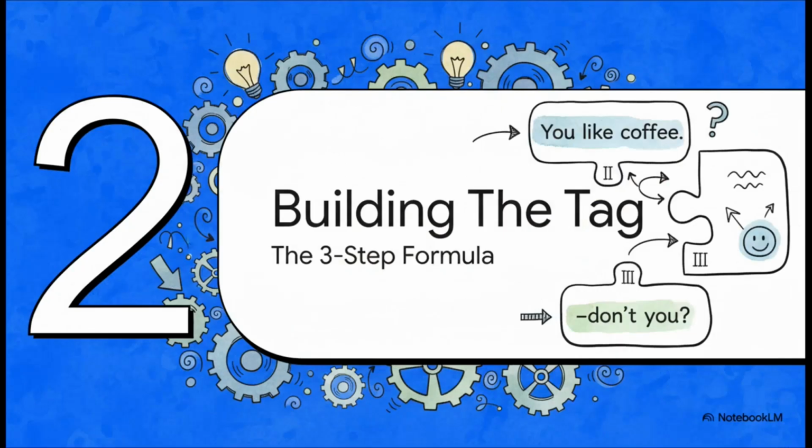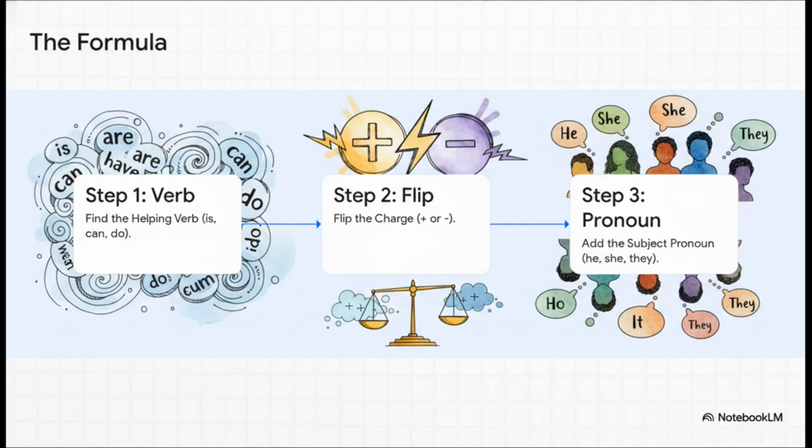Okay, so we've got the golden rule down. Awesome. But how do we actually build the tag from scratch? Well, it's not guesswork. There's actually a super simple 3-step formula you can use every single time. Okay, here it is. Step 1, find the helping verb in your sentence. We're talking about words like is, have, can, or do. Step 2, you just flip its charge based on our golden rule. So positive becomes negative, negative becomes positive. And finally, step 3, you just add the subject pronoun. He, she, they, you know the drill.